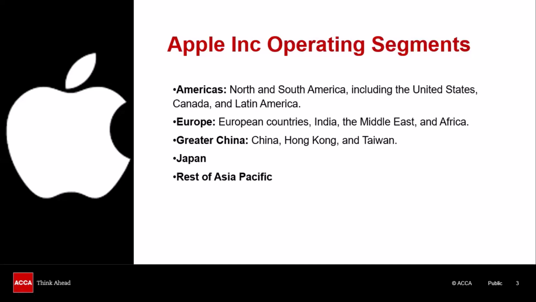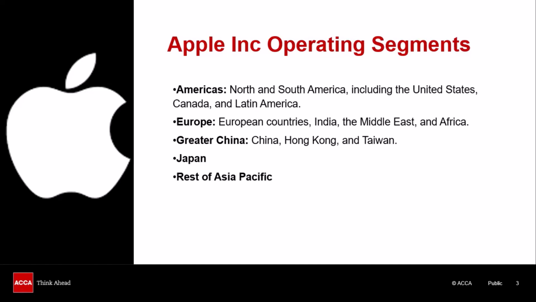On our slide, we have the segments for Apple Inc. We have the Americas, Greater China, Japan, Europe, Middle East, and Africa, which is commonly referred to with the acronym EMEA. And we also have rest of Asia Pacific.